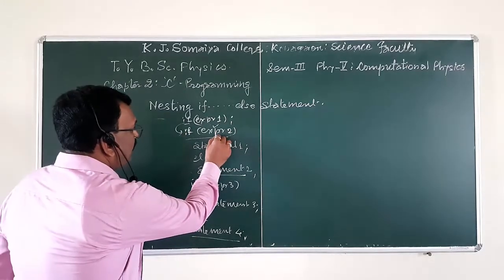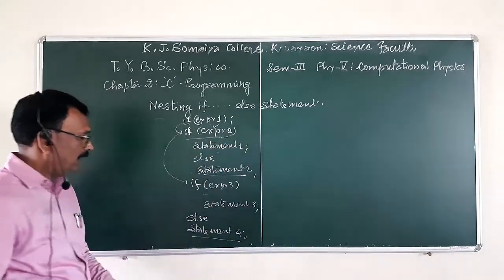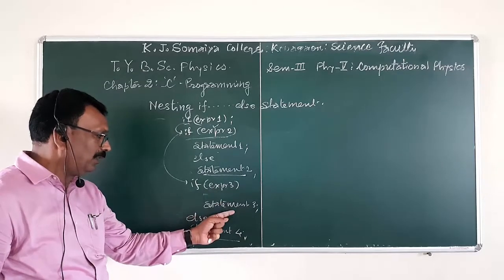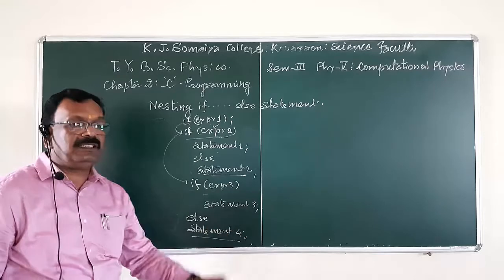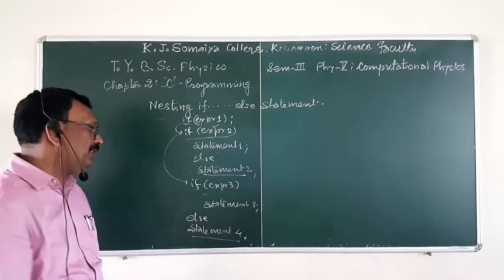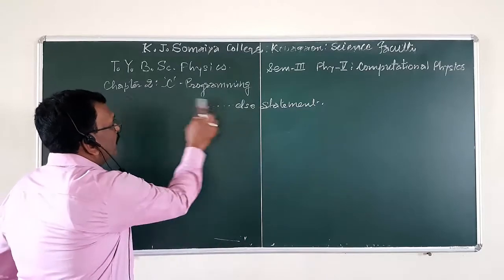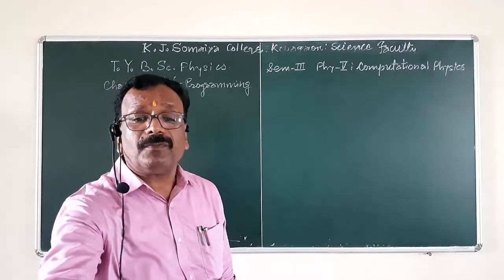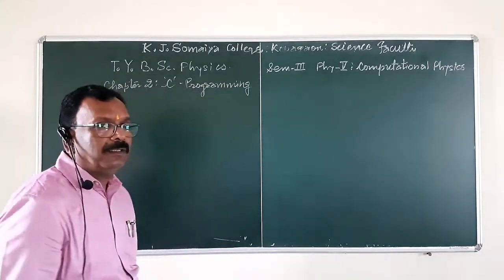If the condition fails, then it comes to another expression, if expression 3. If this condition is true, then statement 3 is executed, otherwise control comes to else and statement 4 is executed. In this way, nested if else can be used in different forms. Now, we are going to see the example.